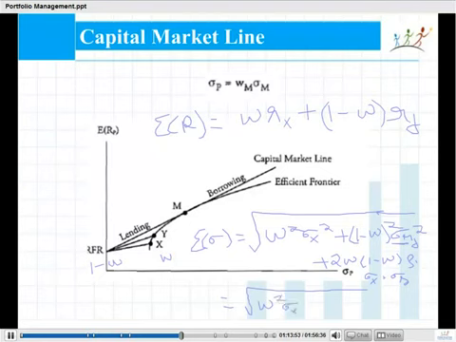Zero. So this term will become 0 because there is a multiplication with RF. Even this term will become 0. So it will be Wx square sigma x square plus 0 plus 0. So the risk of the portfolio will simply be the weight of the risky security multiplied by the risk of the risky security.